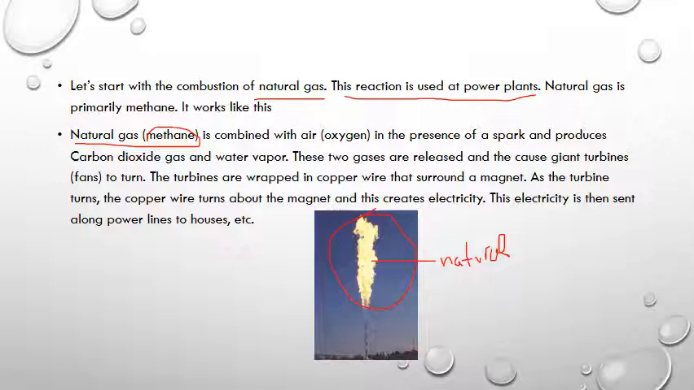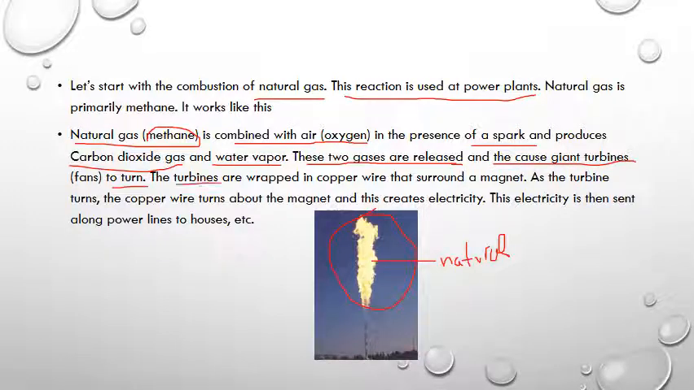and what they do is they combine it with oxygen. They pump natural gas into a power plant. They pump in air, and they spark it, and it produces carbon dioxide gas and water vapor, which is a gas. These two gases that are released, the carbon dioxide and water, create a lot of pressure.